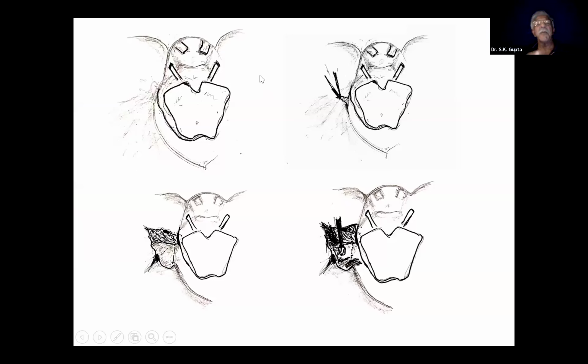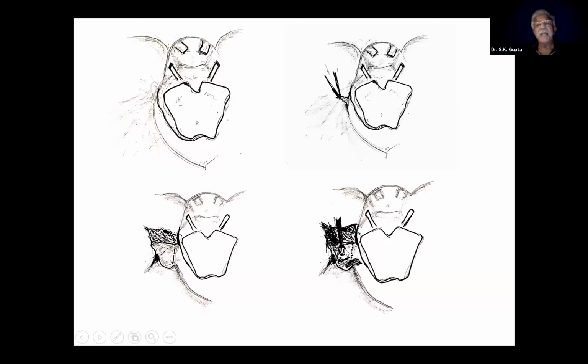Just showing the relevant anatomy in a diagrammatic manner, the optic nerve, the third nerve, the tentorial edge, the fourth nerve coming here. And once you cut the tentorium, you see the fibers of the gasserian ganglion. You see this for the third nerve, fourth nerve, and fifth nerve. They're all in the same line in your line of vision when you're operating. And this is the petrous bone which has to be drilled.